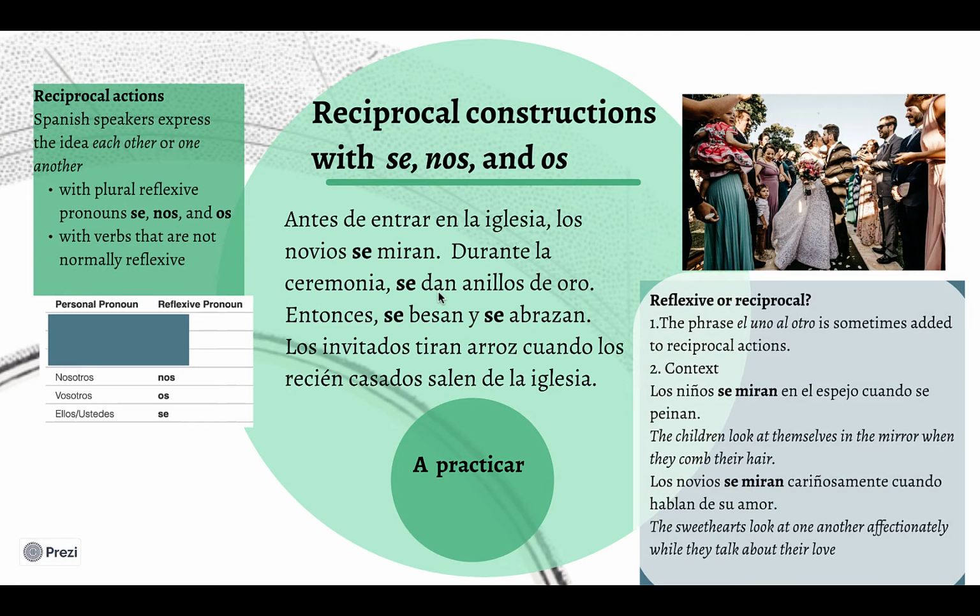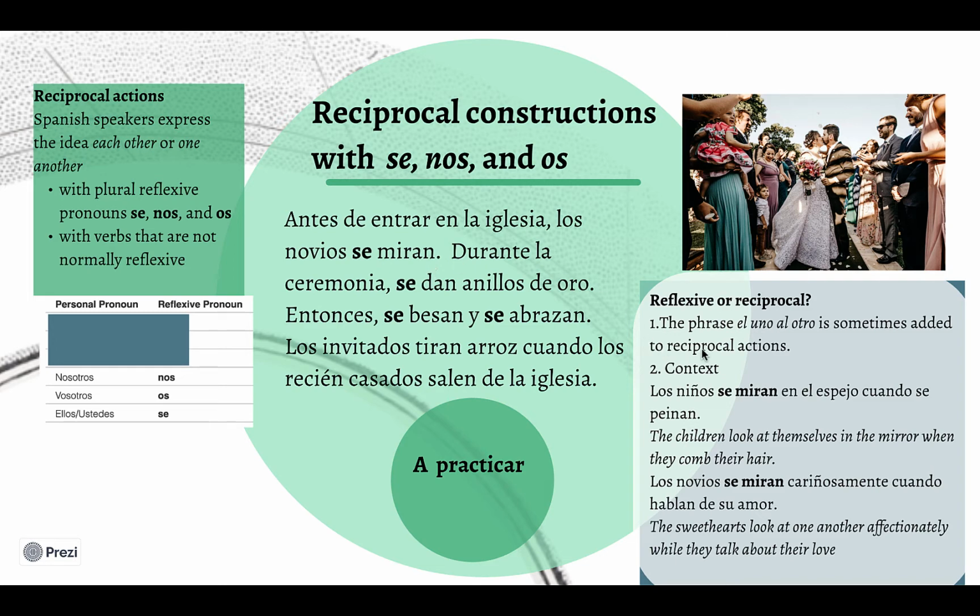So, reflexive or reciprocal, how do you know? Well, sometimes the phrase el uno al otro is added to reciprocal actions. For example, in your book, you have Osvaldo y Lola se miran el uno al otro. And in this first sentence of this paragraph, we don't have that, but we could have had that phrase added, right? Antes de entrar en la iglesia, los novios se miran el uno al otro. And so that will make it very obvious that it's reciprocal.